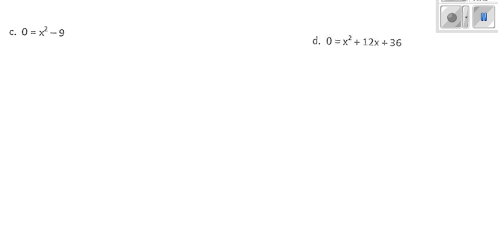Okay, we are still factoring and using the zero product property to find the solutions to the quadratic equations. So let's take a look at this first problem here on 2C. If we take a look, we can notice that this is actually one of our patterns. So our pattern here is a difference of squares.